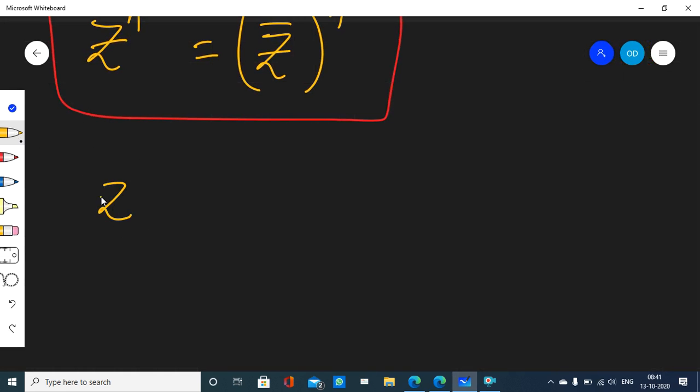And what else we discussed? That if I multiply z with its conjugate, I shall simply get mod of z square.